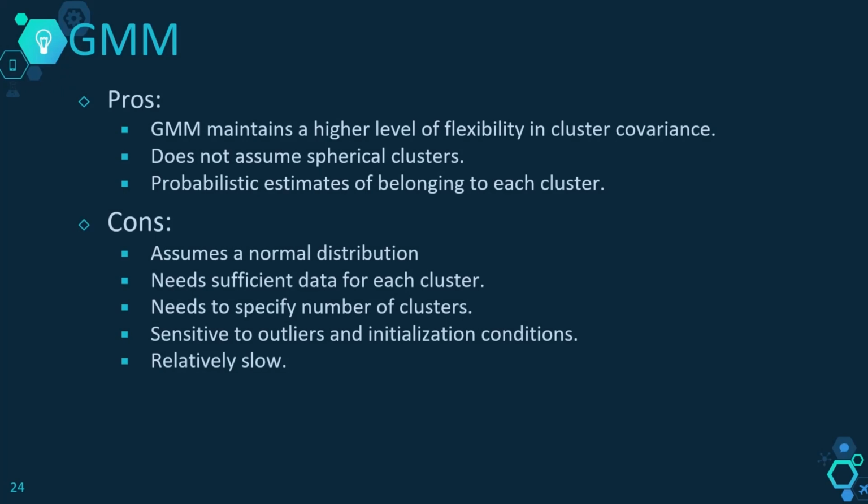For GMM, it has multiple advantages. For example, it maintains a higher level of flexibility in cluster variance. That means you can deal with the shape of the ellipse. And it does not need to assume spherical clusters. For example, for many clustering methods that use Euclidean distance, like the mean shift one, we use a circular window, right? The shape is determined. We can only specify the radius of it.